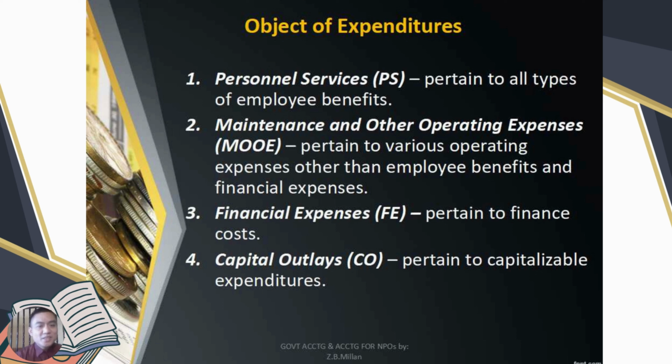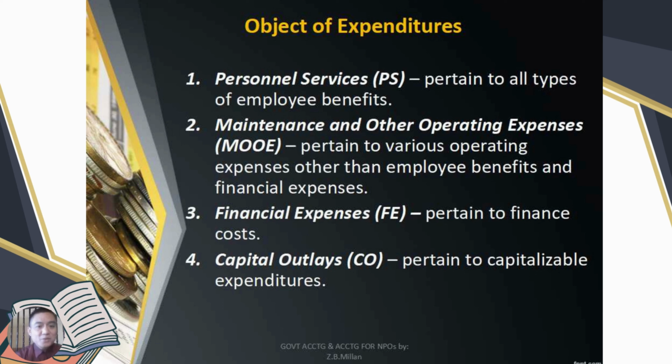Objects of expenditures can be personnel services, maintenance and other operating expenses, financial expenses, or capital outlays. Personnel services pertain to all types of employee benefits, for example the salary of the employees. Maintenance and other operating expenses, MOOE, pertain to various operating expenses other than employee benefits and financial expenses. An example is the repair and maintenance of government cars or other modes of transportation. Any type of mode of transportation used for business transactions will fall under maintenance and other operating expenses.